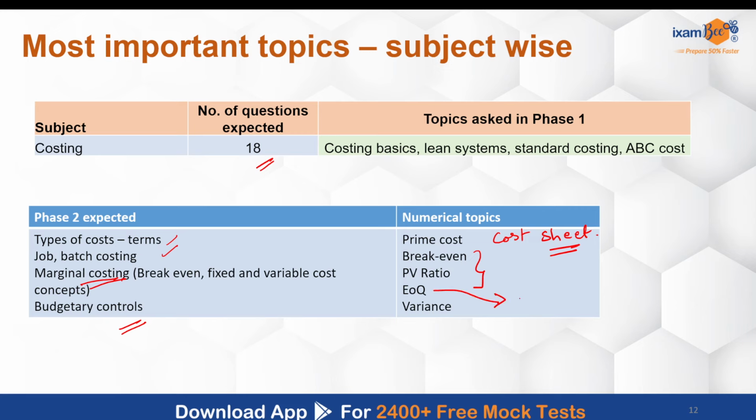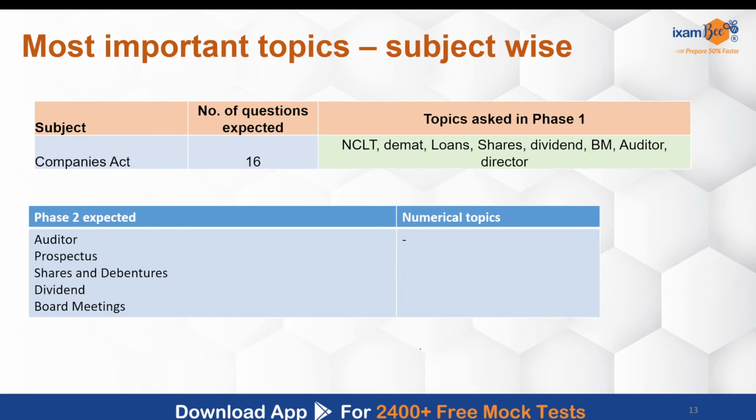Even EOQ, economic order quantity, right? This numerical, please at least look through how they are calculated. The formula you should be aware about. Variance, although low probability, right? This comes under standard costing. There is low probability, but one or two direct material and sales related variance I will suggest you to practice. There is low probability still for this particular topic, in my opinion.